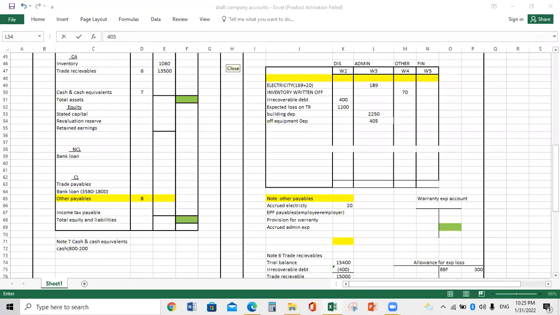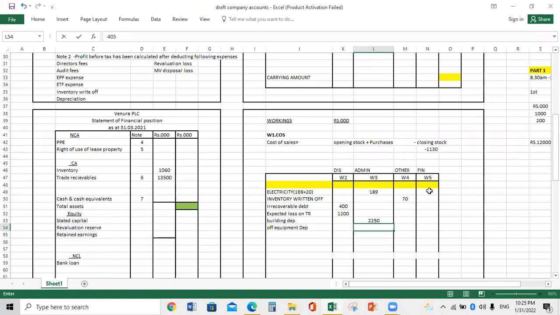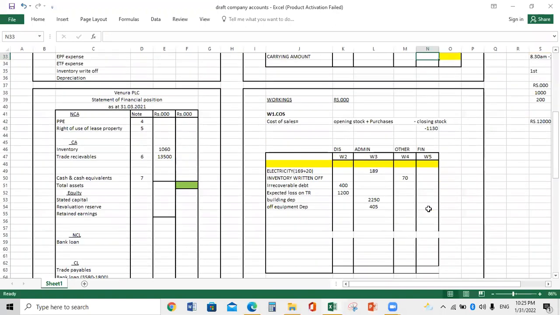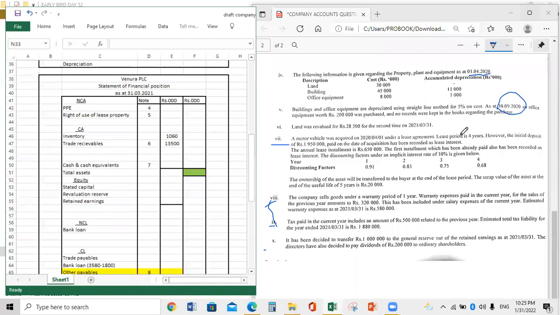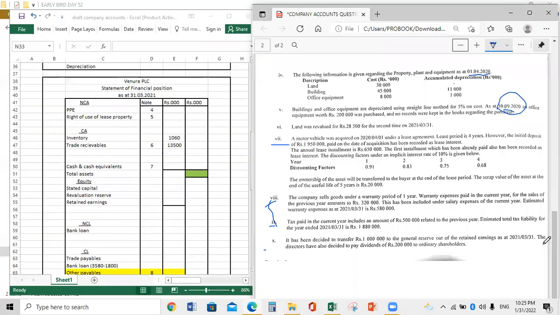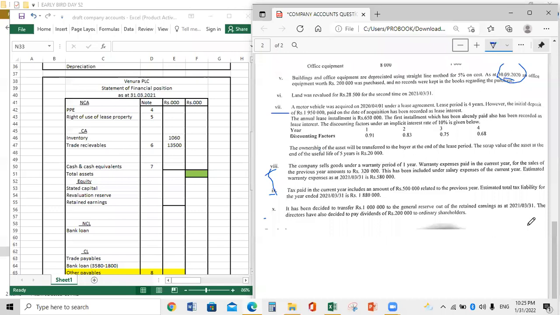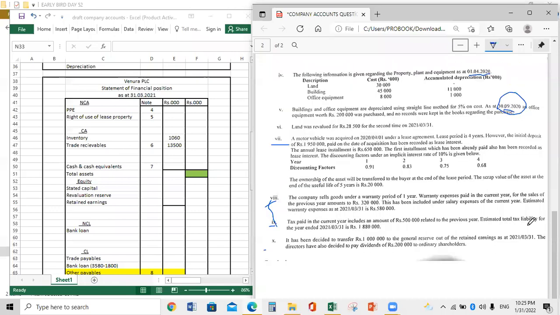Can you explain how I got 6 months? Wait a minute. So guys, see here, you credit your office equipment, that is 405,000. How I got 6 months is 30th September. You can't count September. Our financial year is ending on 31st March. So you can't count September because it's the end of September. So October, November, December, January, February, March: exactly 6 months. So guys, we are done with building, done with office equipment.